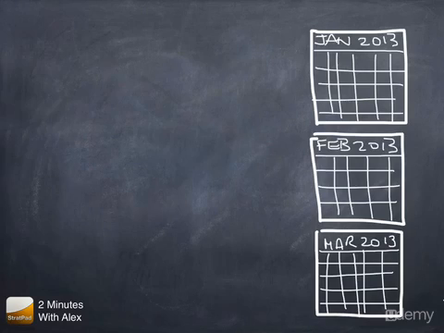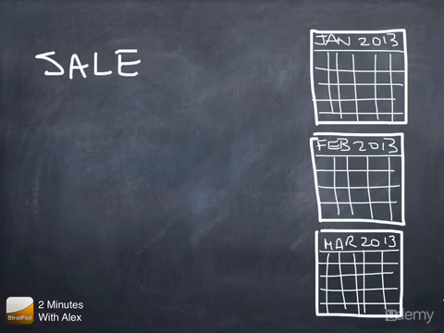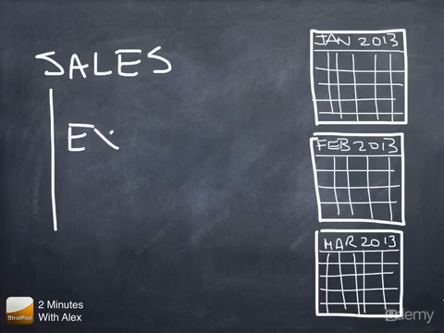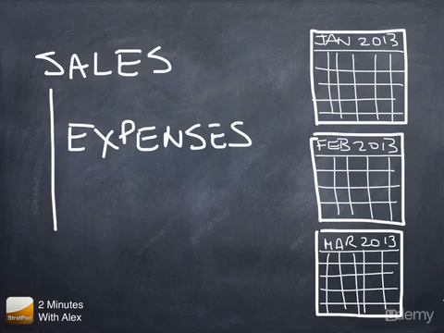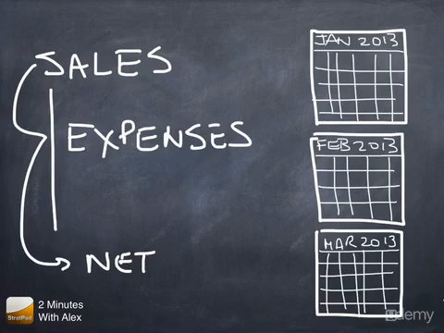The income statement calculates profitability by adding up all of your sales in the period and then subtracting all of your expenses in the period. Sales minus expenses is equal to net income. If net income is positive, you're profitable. If net income is negative, then you've suffered a loss and you're not profitable. Let me show you a quick example.